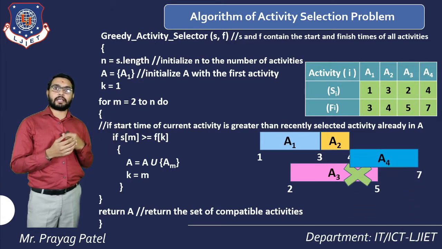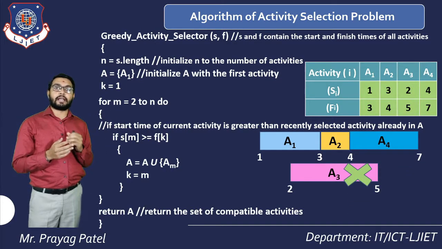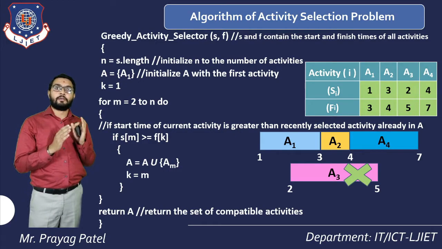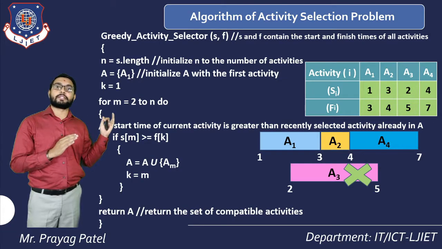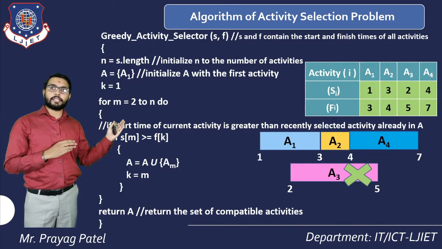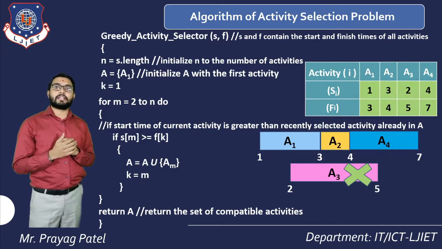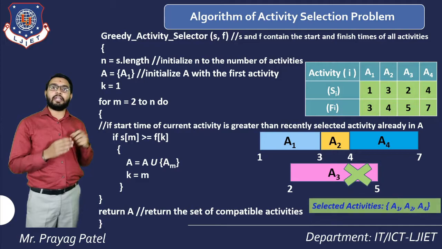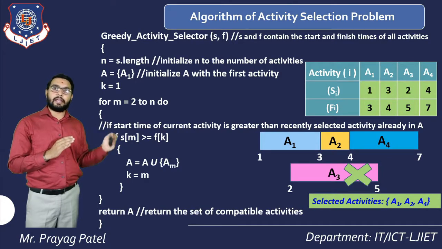Now check the next activity. For A4, select the A4 activity from 4 to 7. So here consider this activity A4 from time 4 to time 7. So this is called the activity selection problem algorithm. In this case we select the 3 activities A1, A2 and A4.